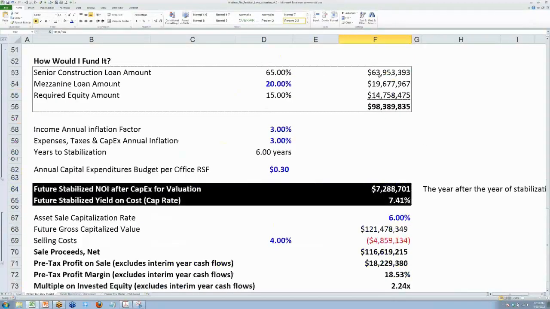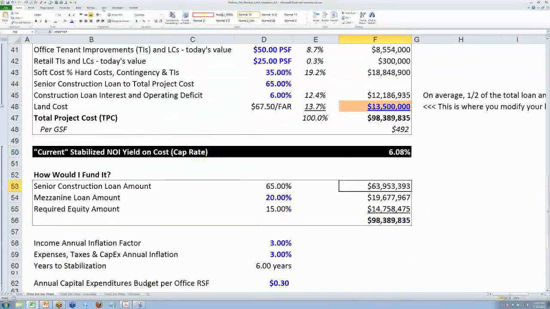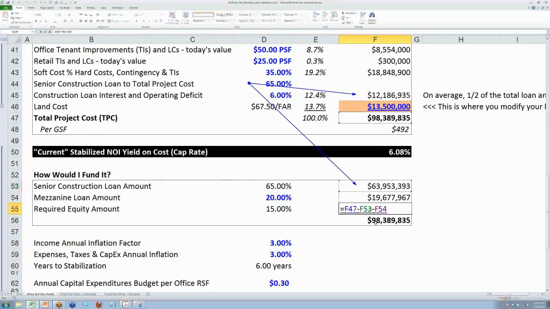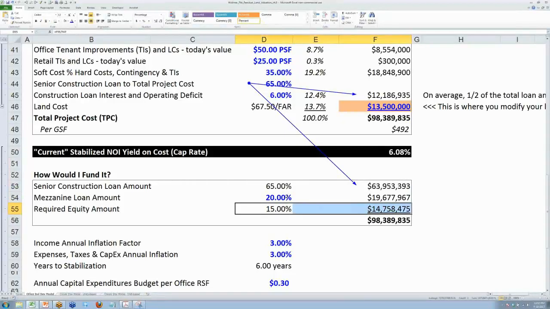Moving down, how would I fund this? You need to think about these things too. I'm going to put in some equity. I'm going to put in some senior debt, which I had already determined was going to be a 65% loan to cost. This is going to drive down here. 65% times the $100 million. And then if we don't have enough equity, we're not able to raise more than $15 million, let's say, then there would be a mezzanine loan piece. So let's assume we have all of that.